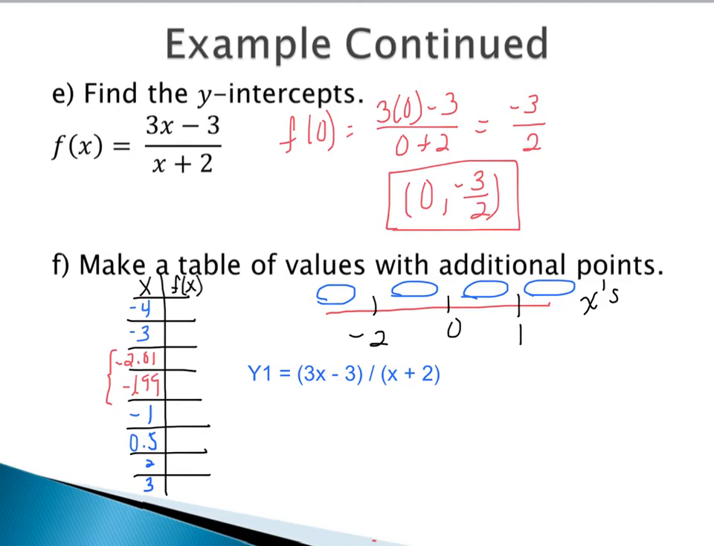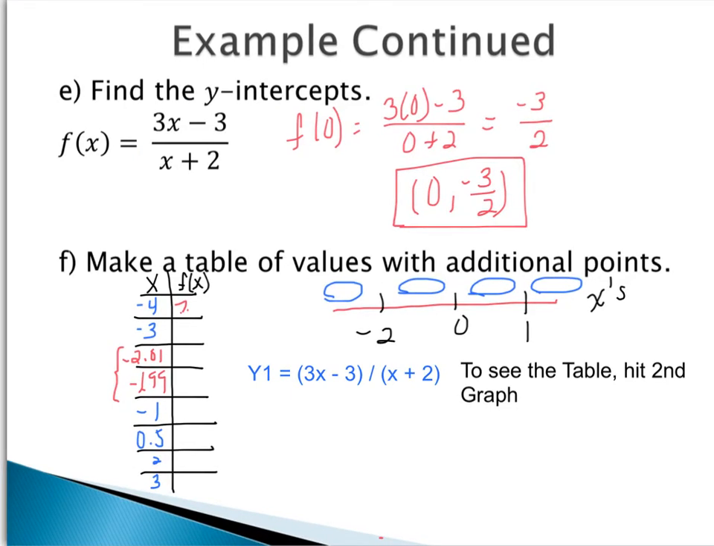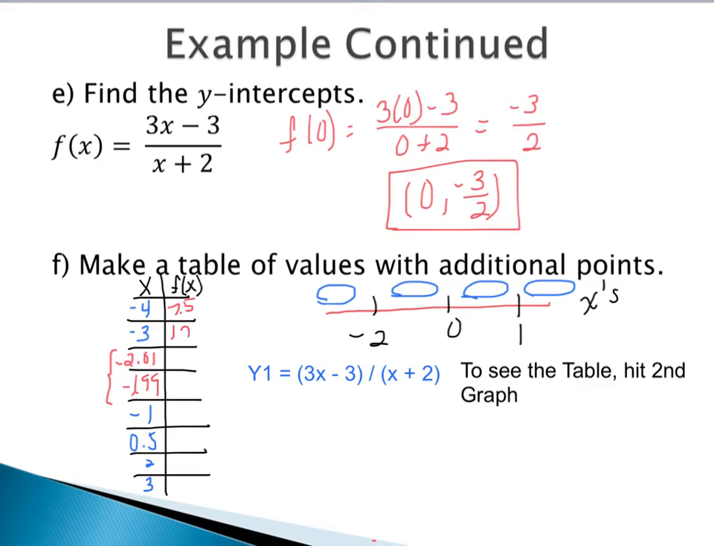Then, when you're using your calculator, you would hit second graph, and that will give you a table of values, and you can scroll up or down. That would be the fast way to get your whole number values. So for your whole number values, we should have -4 is about 7.5, -3 is 12, -1 is -6, 2 is 0.75, and then 3 is 1.2. Now your other values at -2.01, -1.99, and 0.5, you won't be able to see in your table.